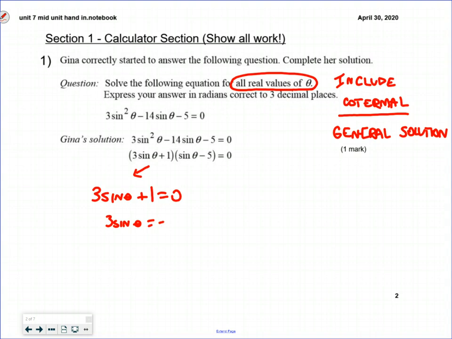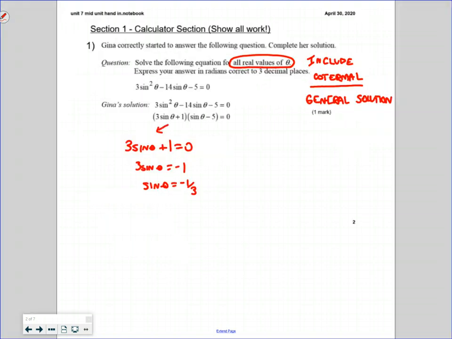3 sine theta equals -1. Sine theta is equal to -1/3. You must use a calculator for that because that's not one of our nice unit circle values. It's negative, so theta exists according to the CAST rule in quadrants 3 and 4. To find the reference angle in the triangle, we take the sine inverse of +1/3. The negative is just there to tell us what quadrant it's in. On your graphing calculator, in radians, don't forget, you should have got 0.34 radians.